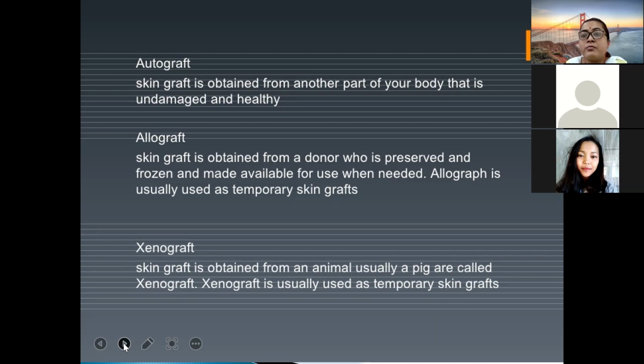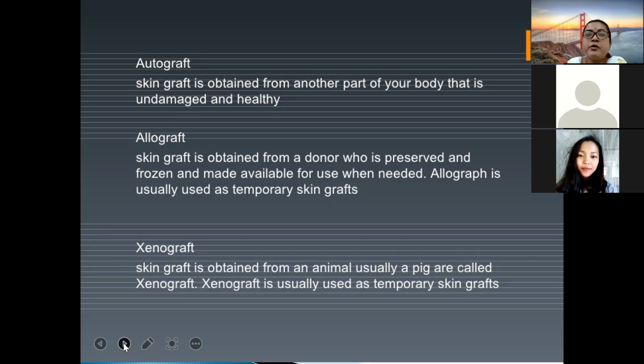It can be taken from the trunk, from the stomach, or from the vastus lateralis muscle. Any area where there is healthy subcutaneous fat and tissue. A skin flap can be taken and excised, preserved, and then placed on the unhealthy skin. This is autograft. Now allograft, it is from a donor.